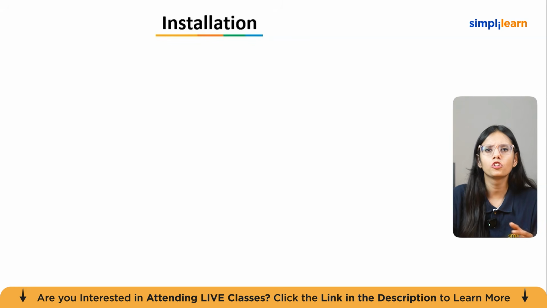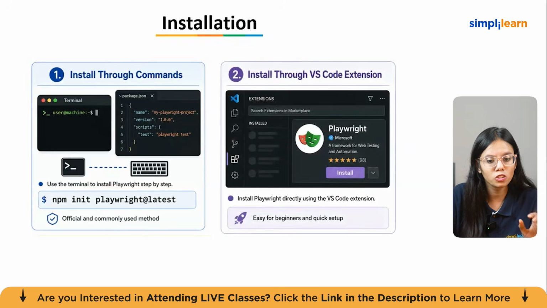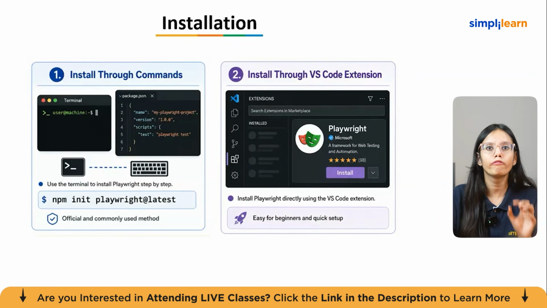There are two ways to install Playwright. First, using commands. And second is using a VS Code extension. Here you can see we can install our Playwright using this command, that is npm init playwright@latest in our CLI. And another way is to install through VS Code extensions. Don't worry, we'll see both the installations one by one. First we'll see how we can install Playwright using commands and package.